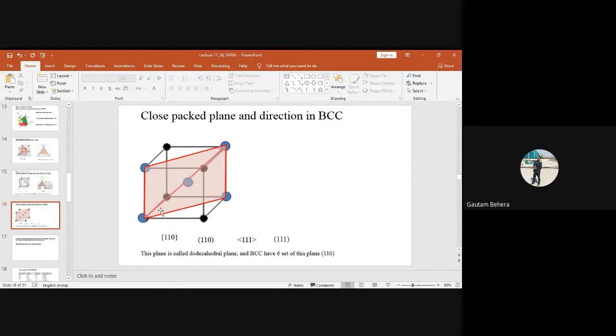And what about the direction? What is the close packed direction in a body centered cubic? The body diagonal, right? Just have a look. It may not be the edge. In a simple cubic, the close packed direction is the edge. For face centered cubic, it is the face diagonal. But for body centered cubic, it is the body diagonal, because there is an atom present at the body center position. So this is the direction. What will be the direction? Just tell me what are the Miller indices of the given direction. This one.